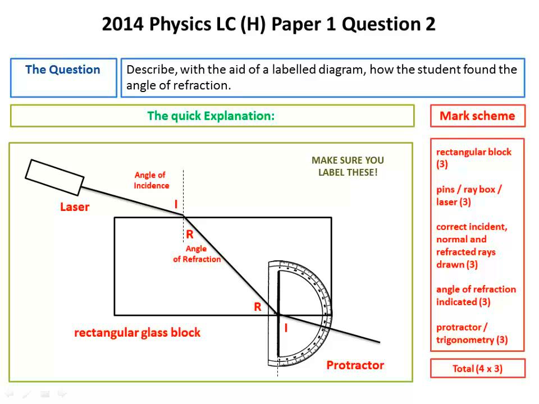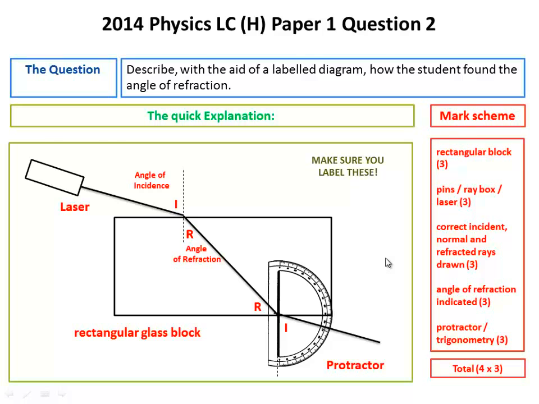So in the second part, you've got a labelled diagram of the experiment. Here it is. You've got your protractor, glass block, laser. You've got to mention the angle of refraction there. Careful, that's the one between the normal and the ray. Classic mistake: people put it between the block and the ray. No, it's the normal. Always draw your angle between the normal. And that's pretty much it. You just need 4 of those, 3 marks each.